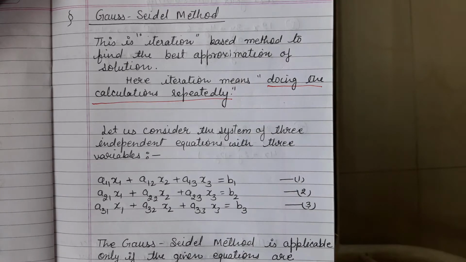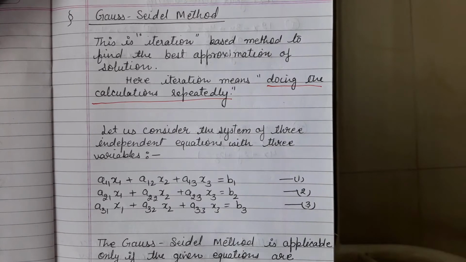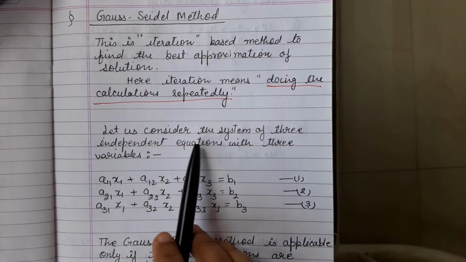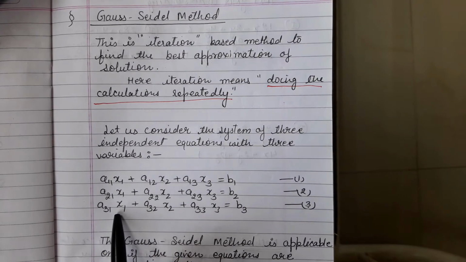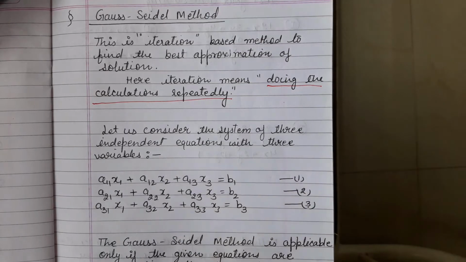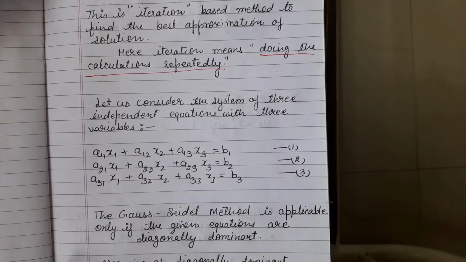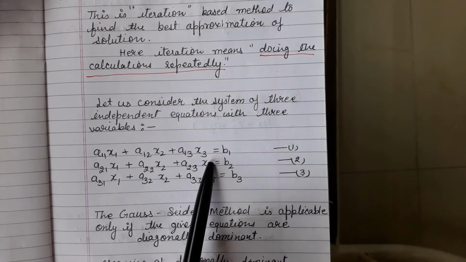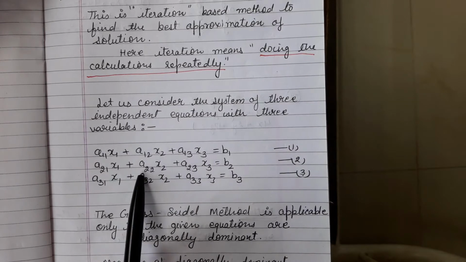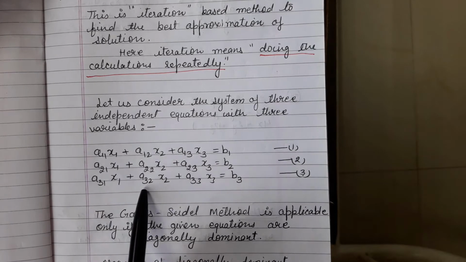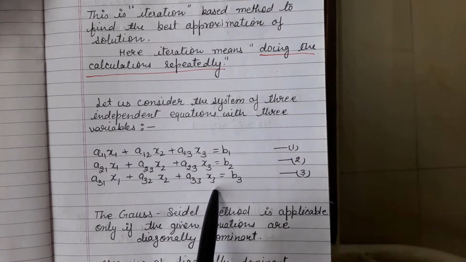Now, to understand the method, let us consider a system of three independent equations with three variables. So here we start with three independent equations, and there are three variables x1, x2, x3. The three equations are a11 x1 plus a12 x2 plus a13 x3 is equal to b1. Second is a21 x1 plus a22 x2 plus a23 x3 is equal to b2. a31 x1 plus a32 x2 plus a33 x3 is equal to b3.